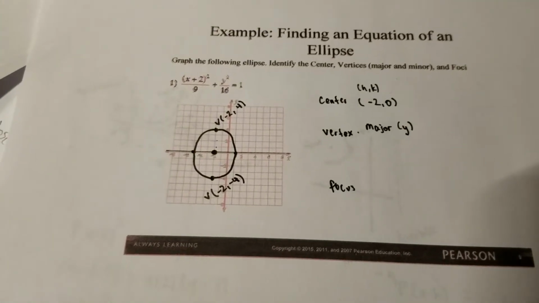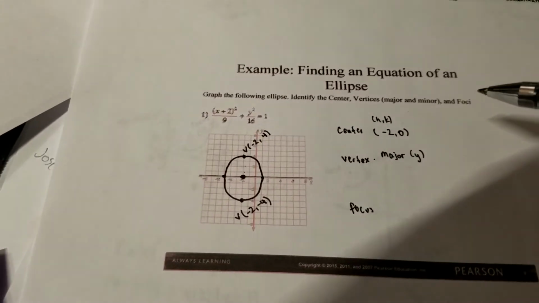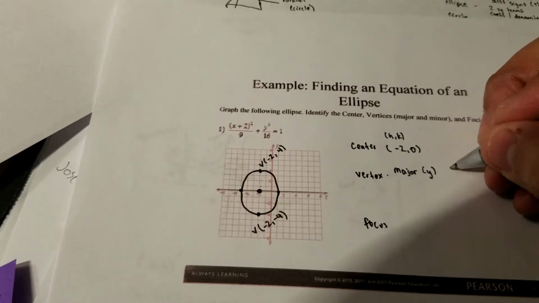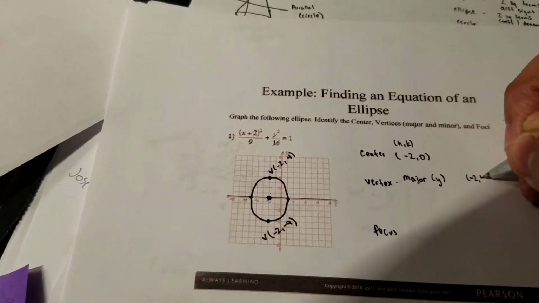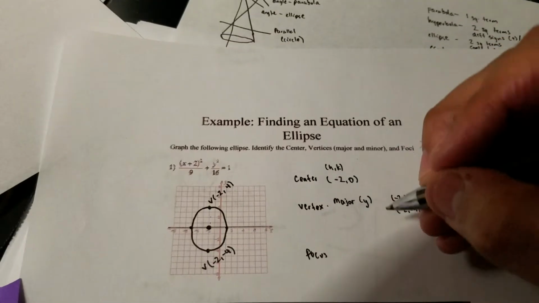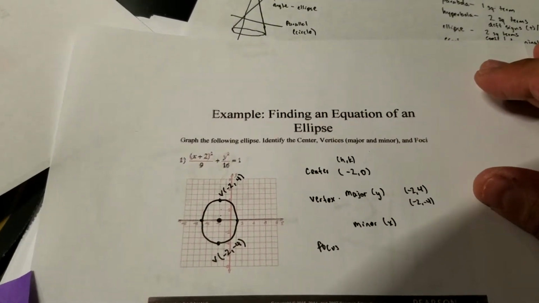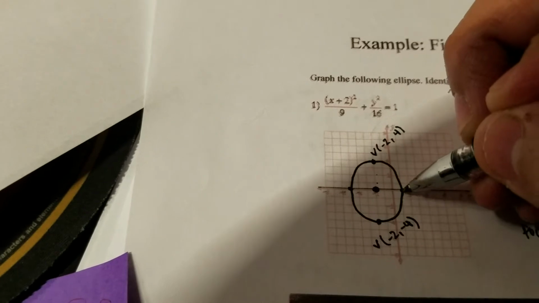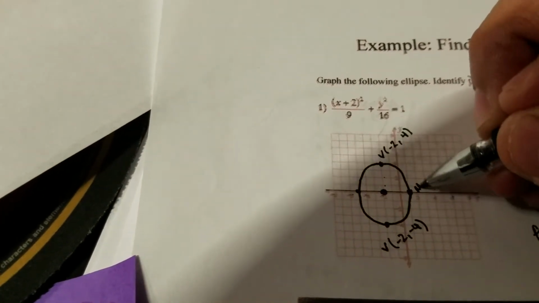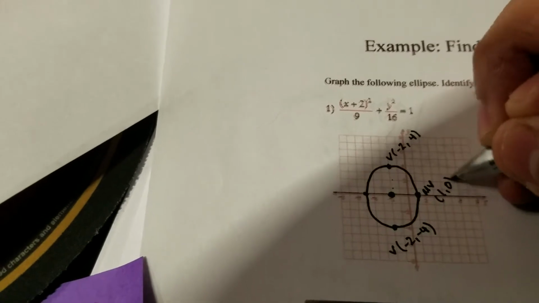Okay, so on the actual paper I labeled where it is. So two vertices, one at -2, +4, and another at -2, -4. Okay, major. The minor is the x. And again, if I look at my ellipse here, I see I have one minor vertex at, so I'm going to put a little MV here, at 1 in the x direction and 0 for the y.